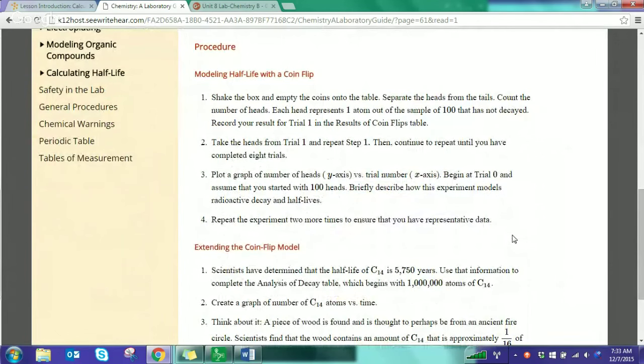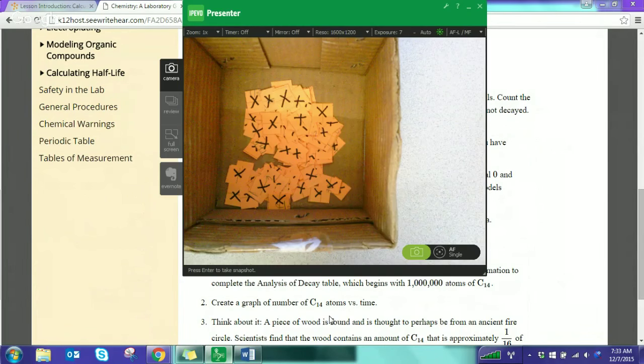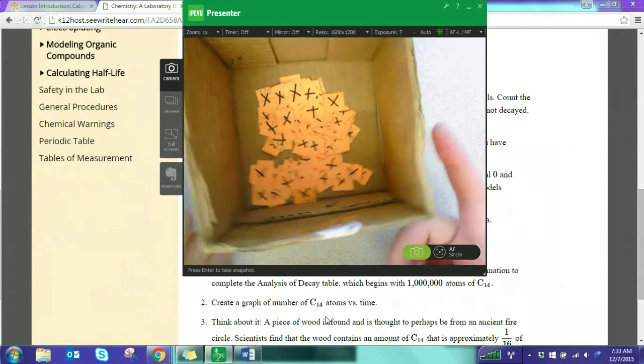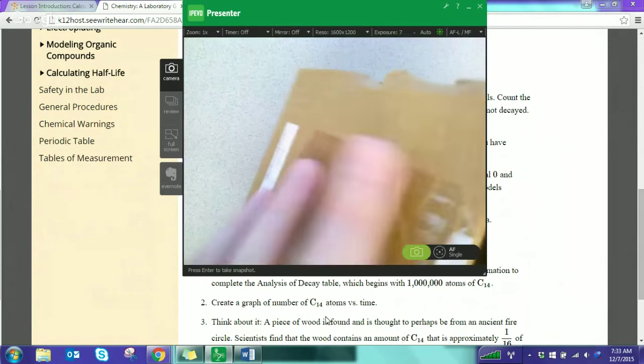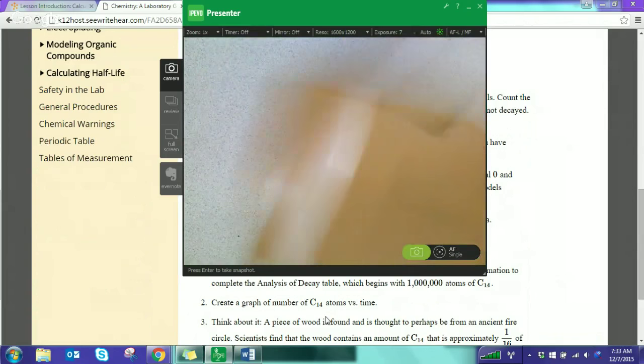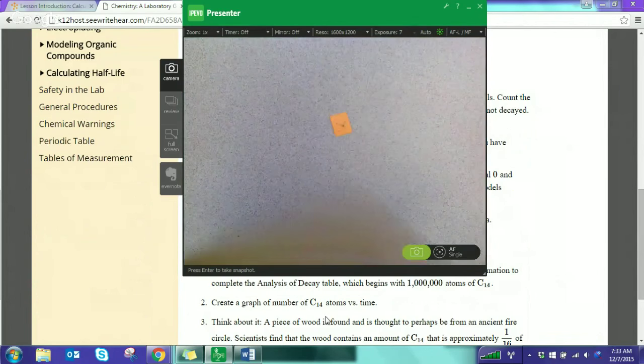You're going to shake your box and empty the coins onto the table. Separate them into heads and tails. So for me, it's going to be X's and no X's. Count the number of heads. Each head represents one atom out of the sample of 100 that is not decayed. All right? So let's do this. So what I did, this box, if you don't have a box handy, this is actually what my mortar and pestle was in. So I'm just going to shut this. And the big thing is you want to shake it really well, up, down, side to side. Okay, and then I'm using paper out of one of my corners. Right, and then you just dump it on the table.